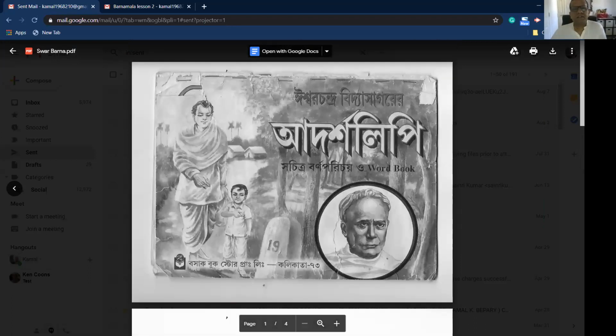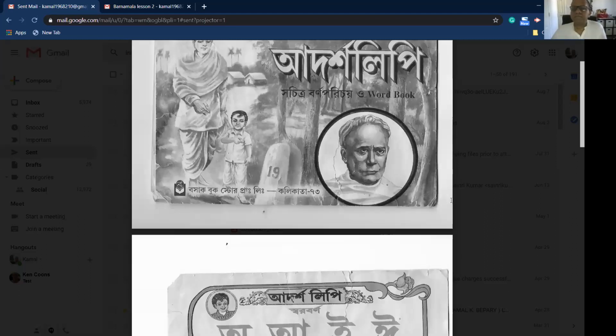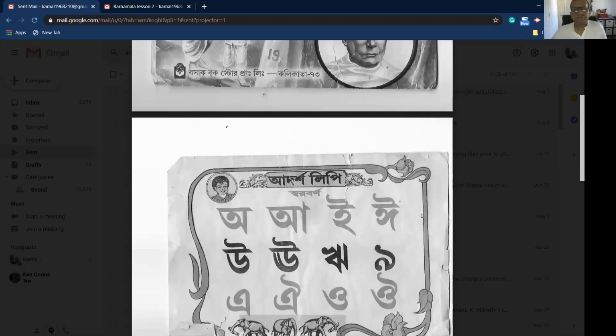Okay, and this gentleman in the picture is Ishwar Chandra Vidyasagar. He is a scholar in Bengali and Sanskrit. He is the one who first put grammar in Bengali after studying Sanskrit, and he was a great man also. So his name is Ishwar Chandra Vidyasagar.